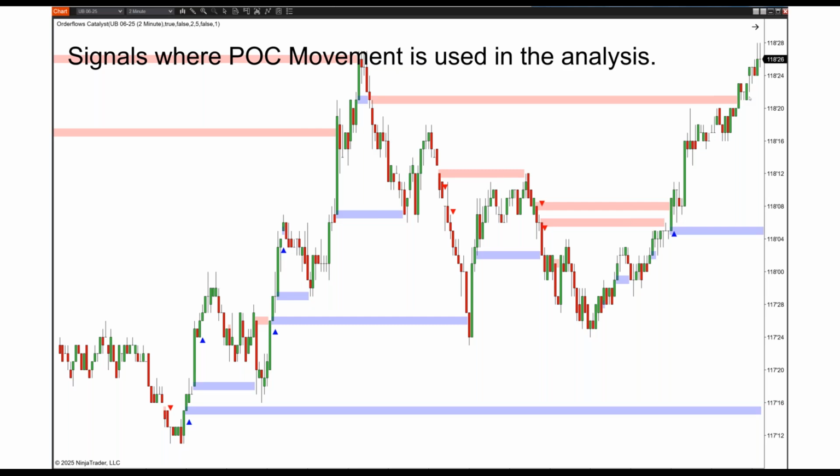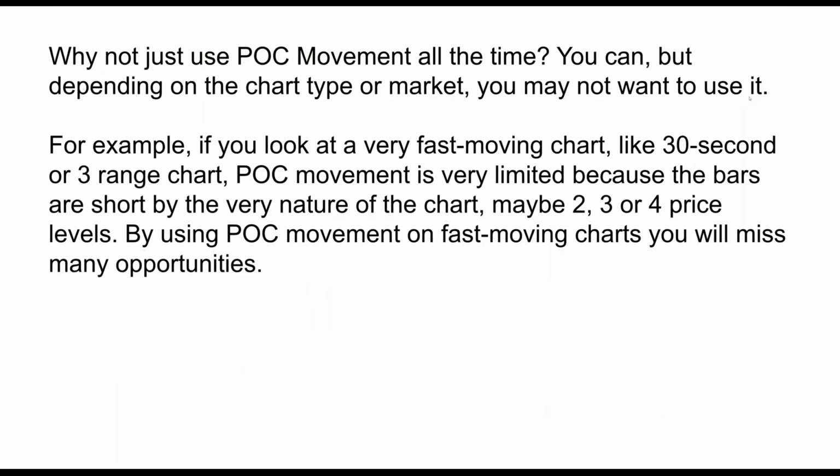Then you caught it, major move up, decent move down, another decent move down, nice move back up right there. So people are going to ask, why not just use POC movement all the time? Well, you can, but again, it depends on the chart type or market. You may not want to use it.